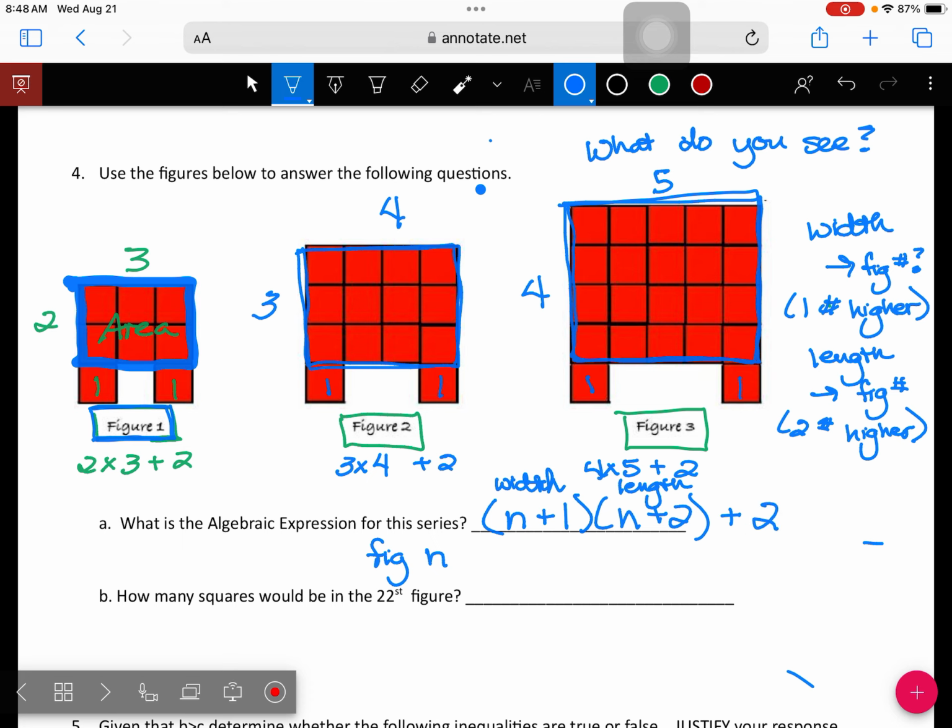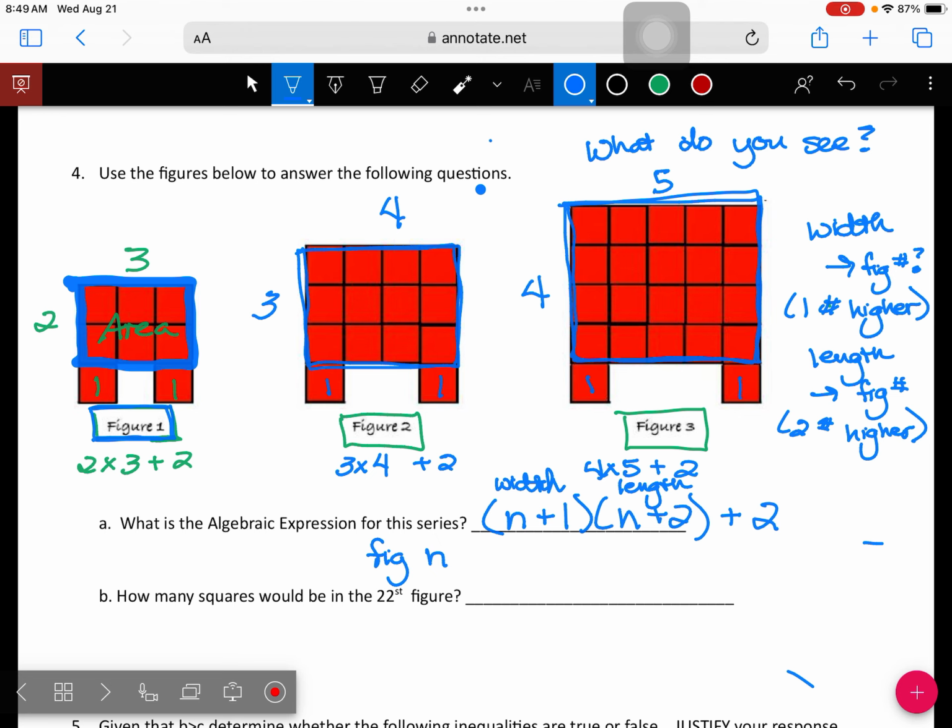Now that is a lot to unwrap. Do you see how I did that? You have to ask yourself, what do I see? Do you see a rectangle plus 2 more? How does that rectangle relate to the figure number? Well, the width was always 1 more than the figure number, and the length was always 2 more.